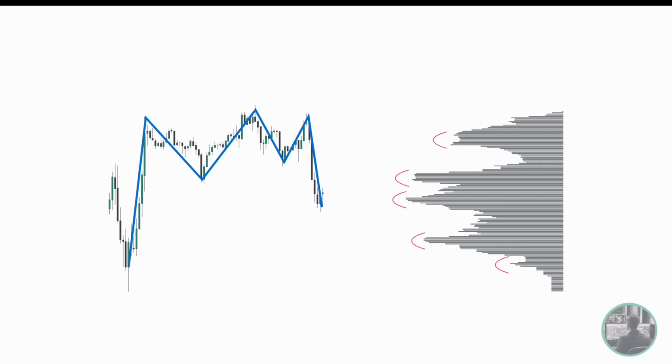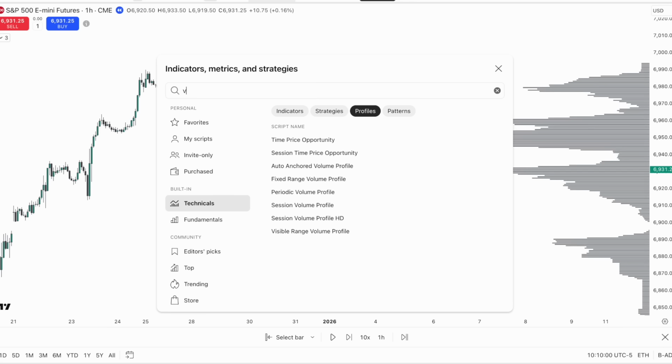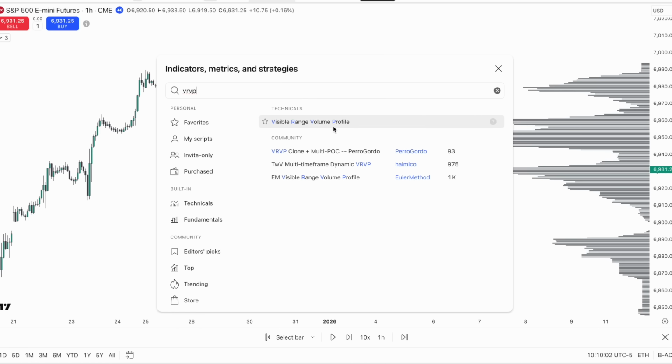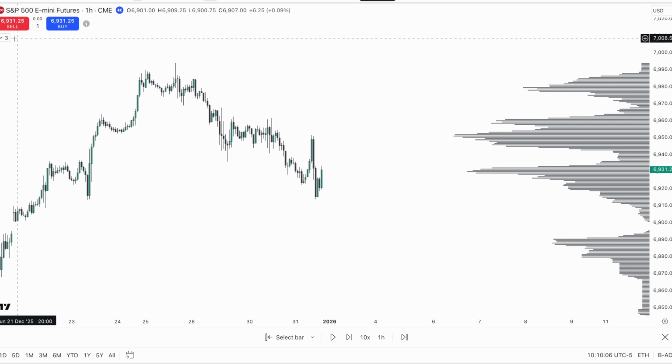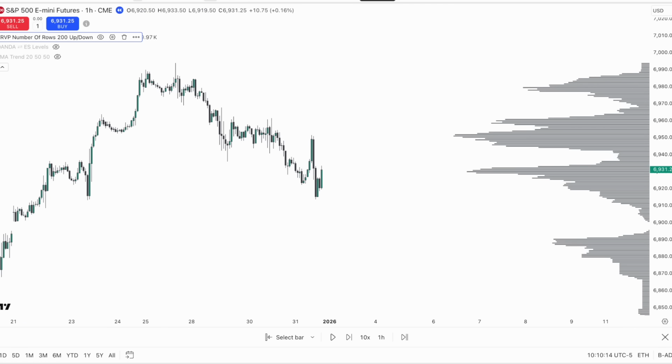So now let me show you how to actually set this up on your chart. Pull up TradingView and go to the Indicators tab. Type in VRVP, which stands for Visible Range Volume Profile, and add it to your chart. Then go into the settings and change the row size from 24 to 200. This is going to turn those big bulky volume bars into much thinner, more precise ones, so you can actually read them properly. And you can change the color to gray if you want.